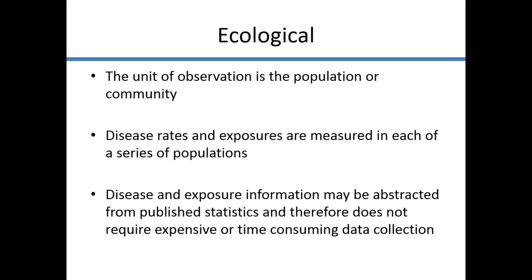Ecological study. Now the unit of observation is the population or community. Up until now, we were looking at actual people. Like, we got 36 cases of lung cancer and 27 controls. We got 133 women with MS and 145 controls. We're looking at individual people, getting individual data, and now with an ecological study, we are looking at populations. Now, I'll explain what I mean. I'll actually show you a diagram.